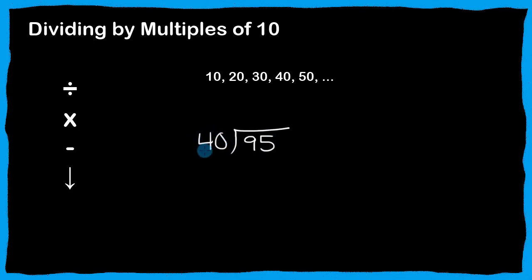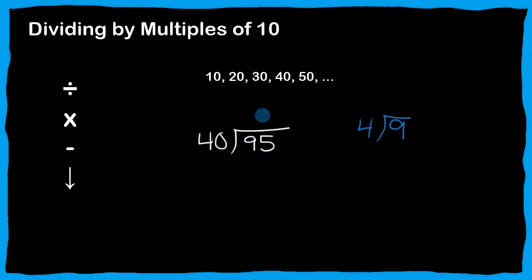Because we're dealing with bigger numbers, it's sometimes hard to think, okay, how many 40s go into 95? So what the book is going to teach you in this lesson is to think about the first digits only. Let's think about 9 divided by 4. That's a lot easier to do in your head. Now I can see there are two 4s that fit into the 9, right? So in the same way, you can think of there being two 40s that fit into 95. So let's use 2 as our number up here.